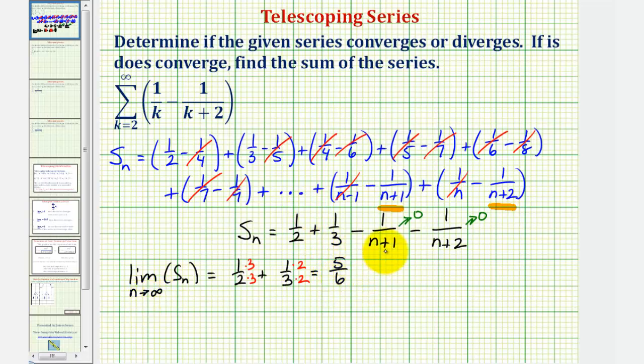So because this limit exists, we know that the series converges, and the sum of the series is 5/6.